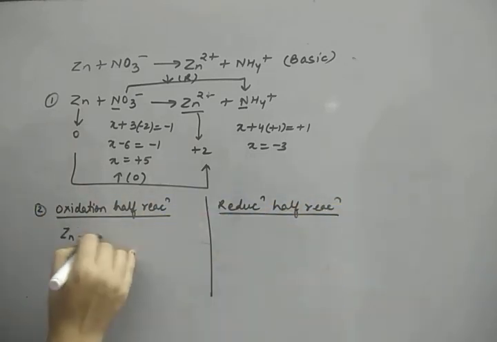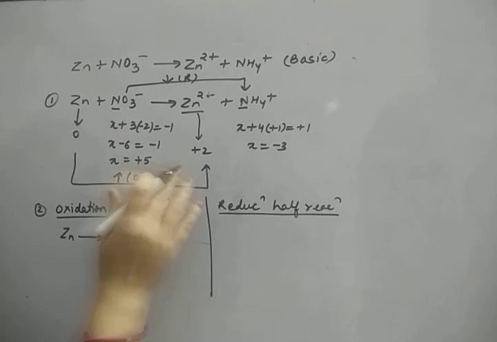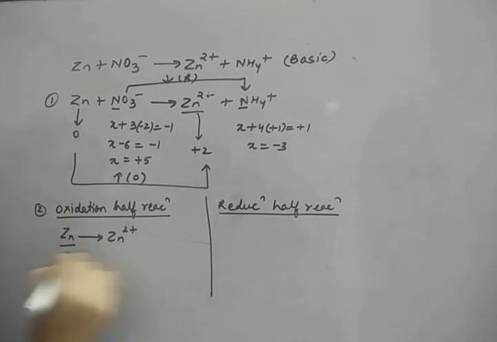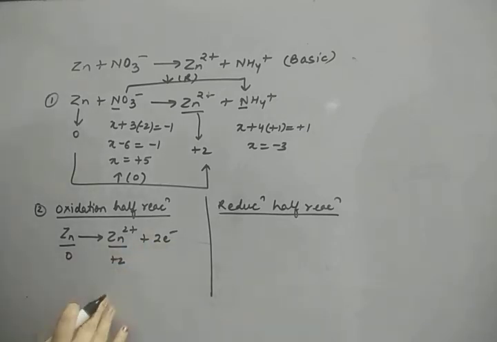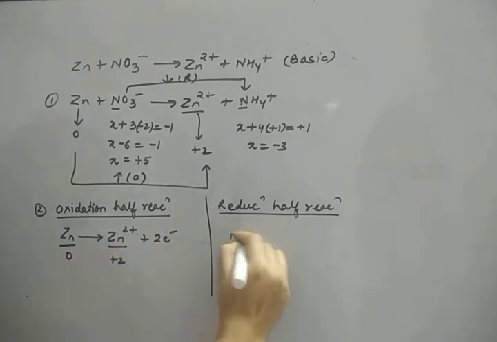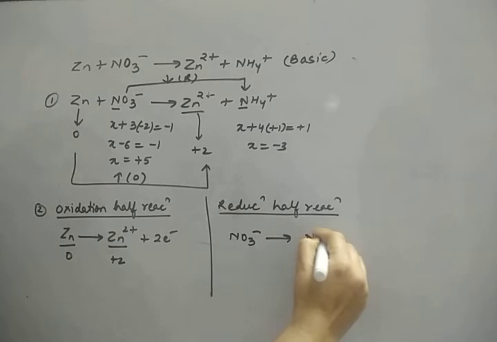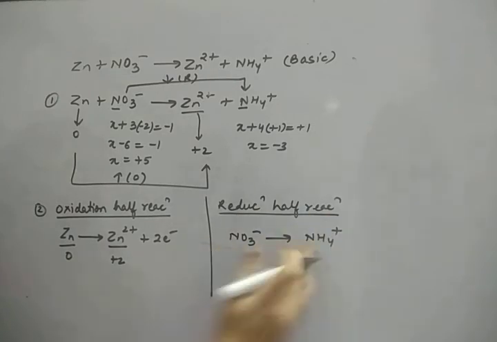So Zn gives Zn2+. This is the oxidation part. Here the charge is 0, here the charge is plus 2. So how much difference is there? 2. So I will add 2 electrons here. Now the rest is balanced. Now the reduction half reaction. Number of nitrogen is 1 and 1, so no need to multiply.